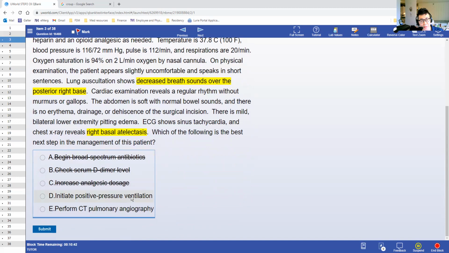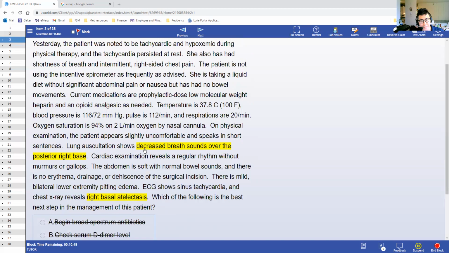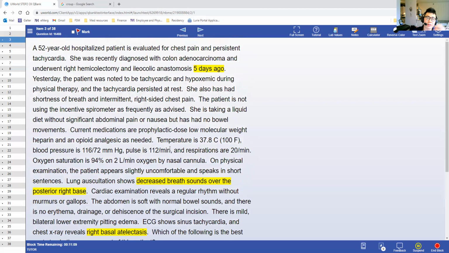Initiate positive pressure ventilation. Maybe. You could definitely go up on this. She might benefit from ventilation. That's definitely true. Given how severely short of breath she is, though, it seems kind of strange to me that this would only be atelectasis. Also, it's like 5 days from the surgery.